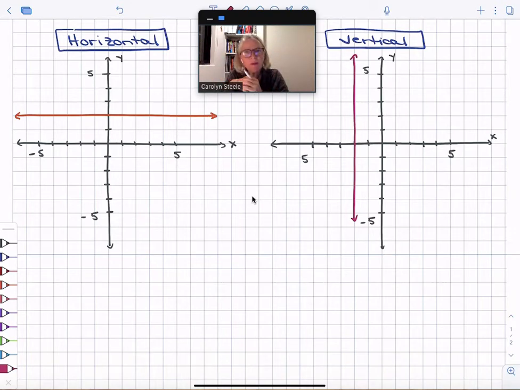Mathematicians, have you noticed that we haven't talked much at all about two very special types of lines, horizontal and vertical lines? Now, here are two lines. This one is horizontal and this one is vertical. What do you imagine is the equation and the slope for each of these lines?